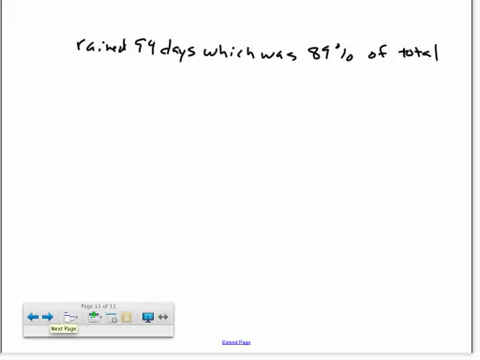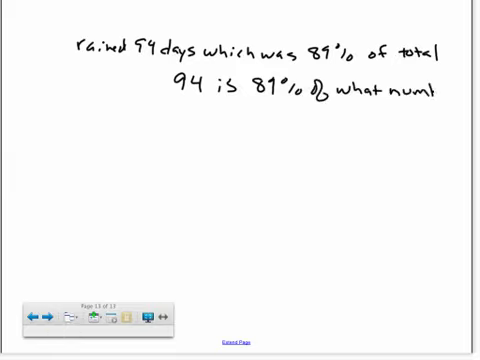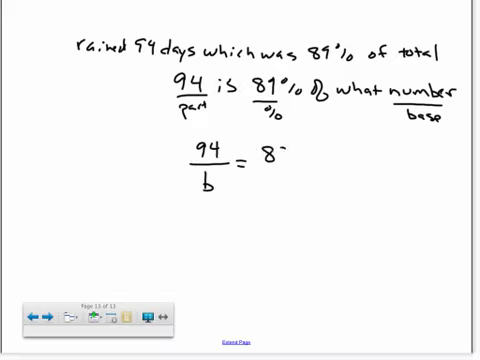So of the total, okay, so 94 is 89% of some number. So we can rewrite that: 94 is 89% of what number? So here's my part, here's my percent. That's what I'm trying to find. That's my base. And so I've got part 94 over my unknown base is going to equal 89 over 100.